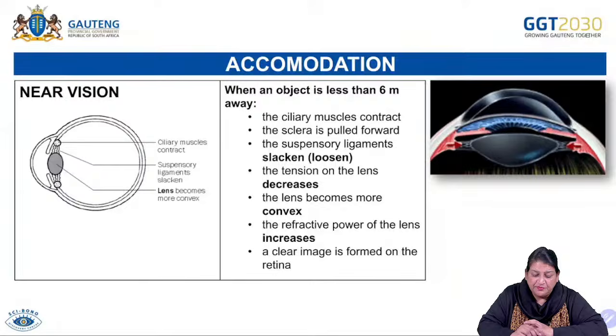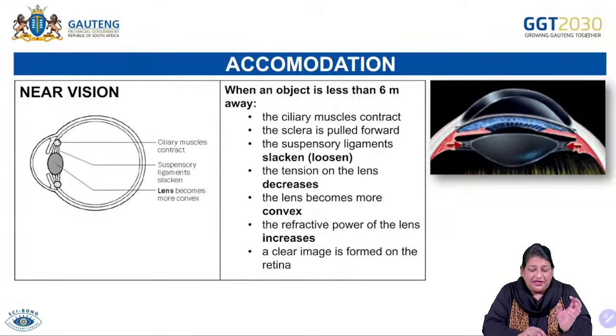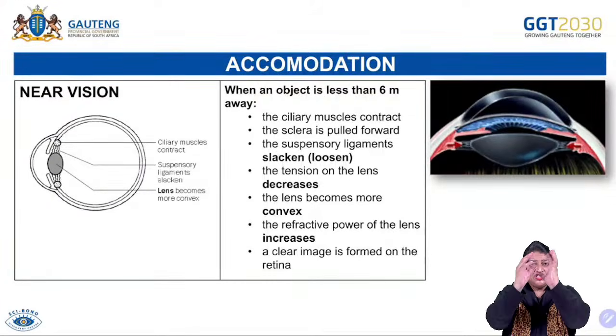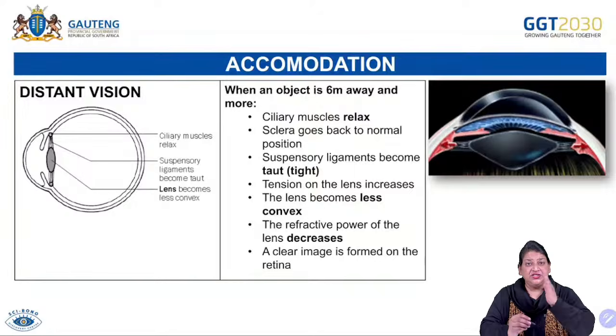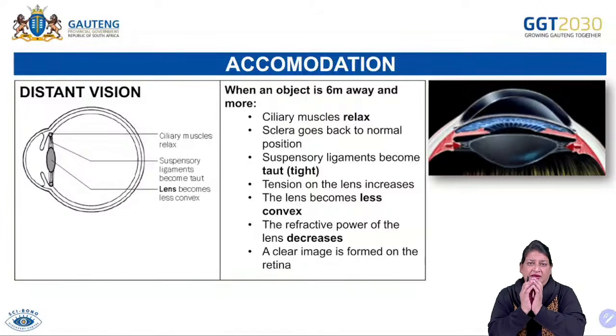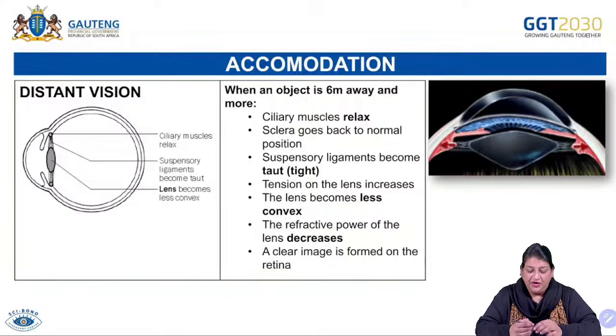Please learn it from your material: for near vision, my paper is near, my ciliary muscles contract, my suspensory ligaments relax, my lens becomes more convex, and a clear image of the near object is formed on my retina. For far vision, distant vision, what happens? My ciliary muscles relax, and my lens becomes less convex, less refraction, more straight lines, and a clear image of a far object is formed on my retina.